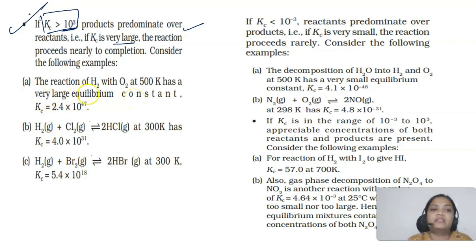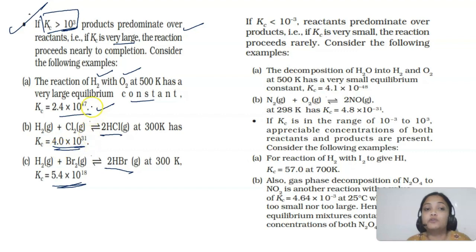Like here you can see the reaction of hydrogen with oxygen has a very large equilibrium constant, so it proceeds to completion. Similarly, reaction of hydrogen and chlorine to form hydrogen chloride gas, hydrogen bromide. So here you can see the equilibrium constant is around 10 to the power 47, 10 to the power 31, 10 to the power 18. So just imagine the concentration of product means this reaction will proceed to completion.